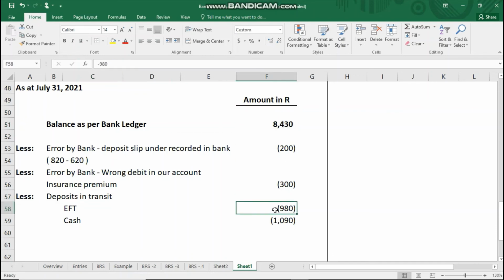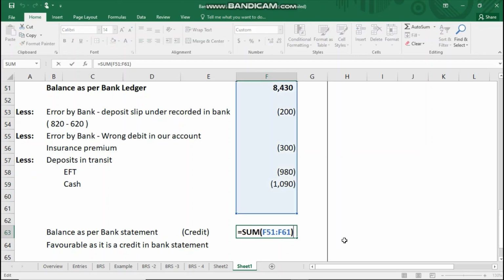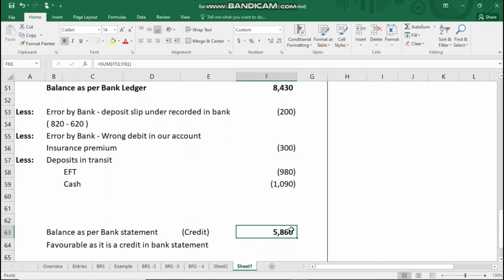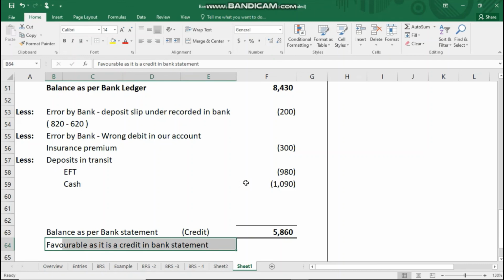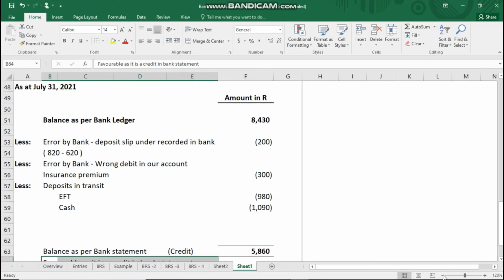These two amounts were appearing as deposited in our bank ledger balance, so these are included in the 8,430. So we need to deduct these deposits in transit from the ledger balance in order to reach the balance as per the bank statement. These are the reconciling items. I totaled it and I have reached the bank balance as per bank statement, which is 5,860, and it's a credit balance. A credit balance means it's a favorable balance in the bank statement. A credit balance as per the bank statement is always a favorable balance. So this is how the bank reconciliation of Mimosa General Dealers will look.